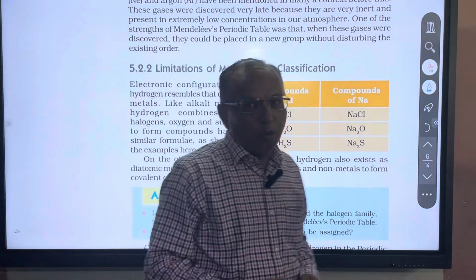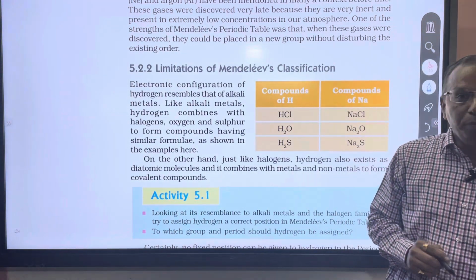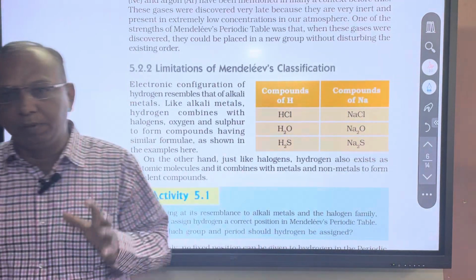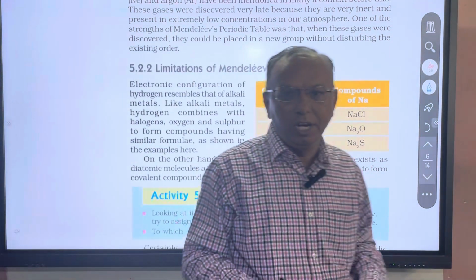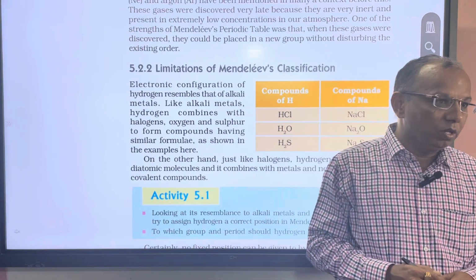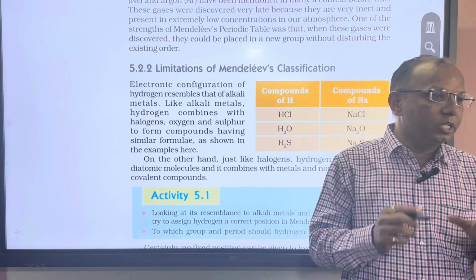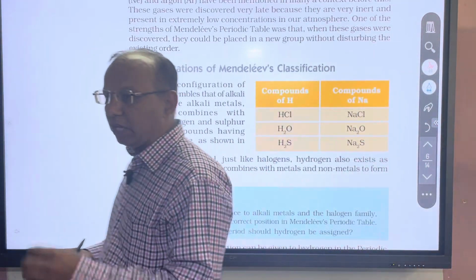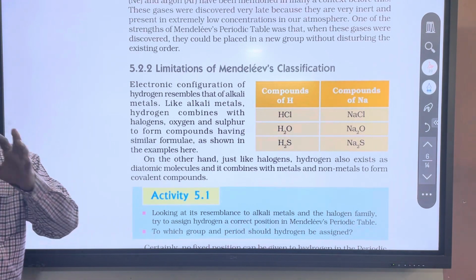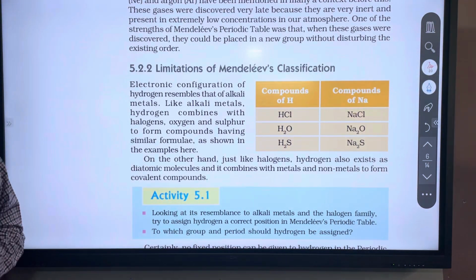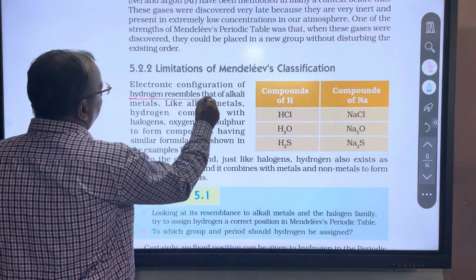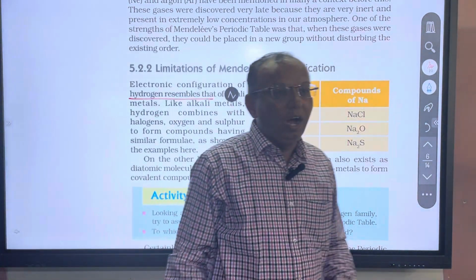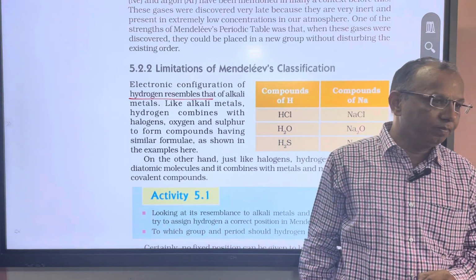So friends, today's topic is the limitation of Mendeleev's periodic table. As you know, Mendeleev's periodic table was a great job done by Mendeleev in 1869. But still, after preparing his periodic table, there were some limitations we found, and these limitations we are going to discuss today. The first limitation is the position of hydrogen in the periodic table.